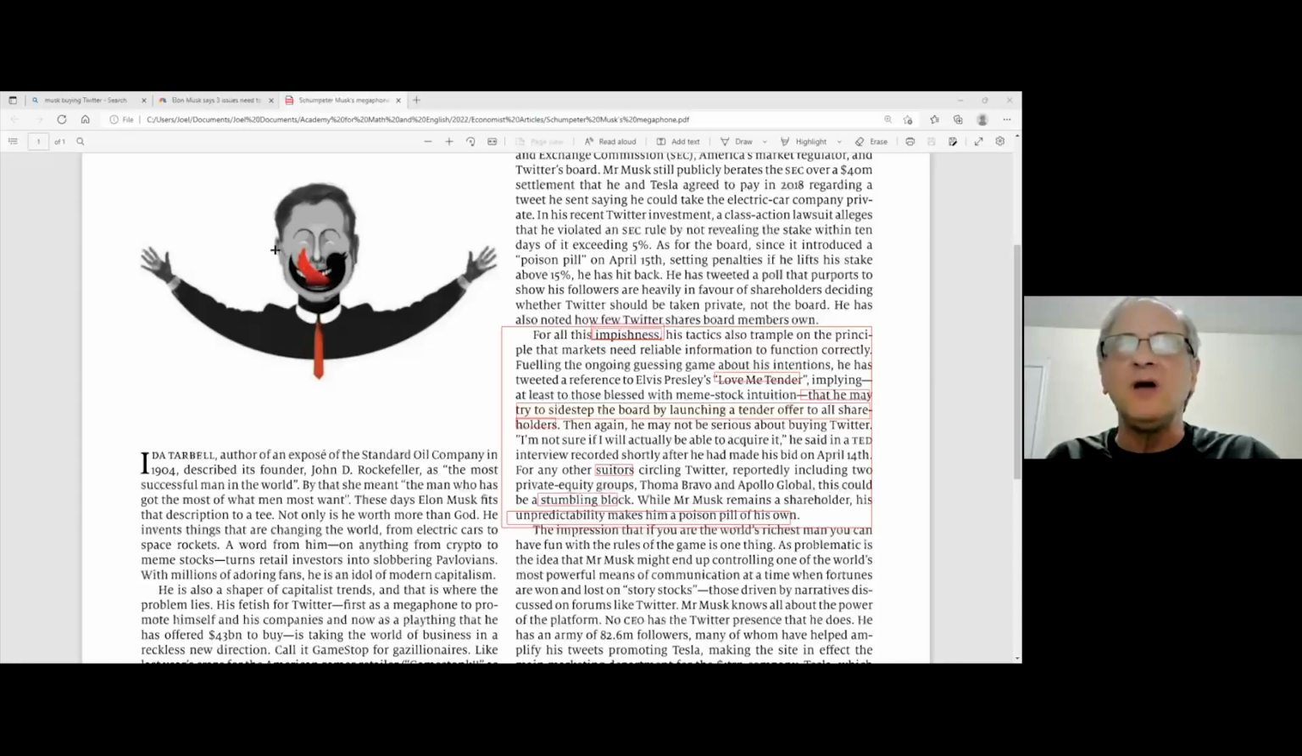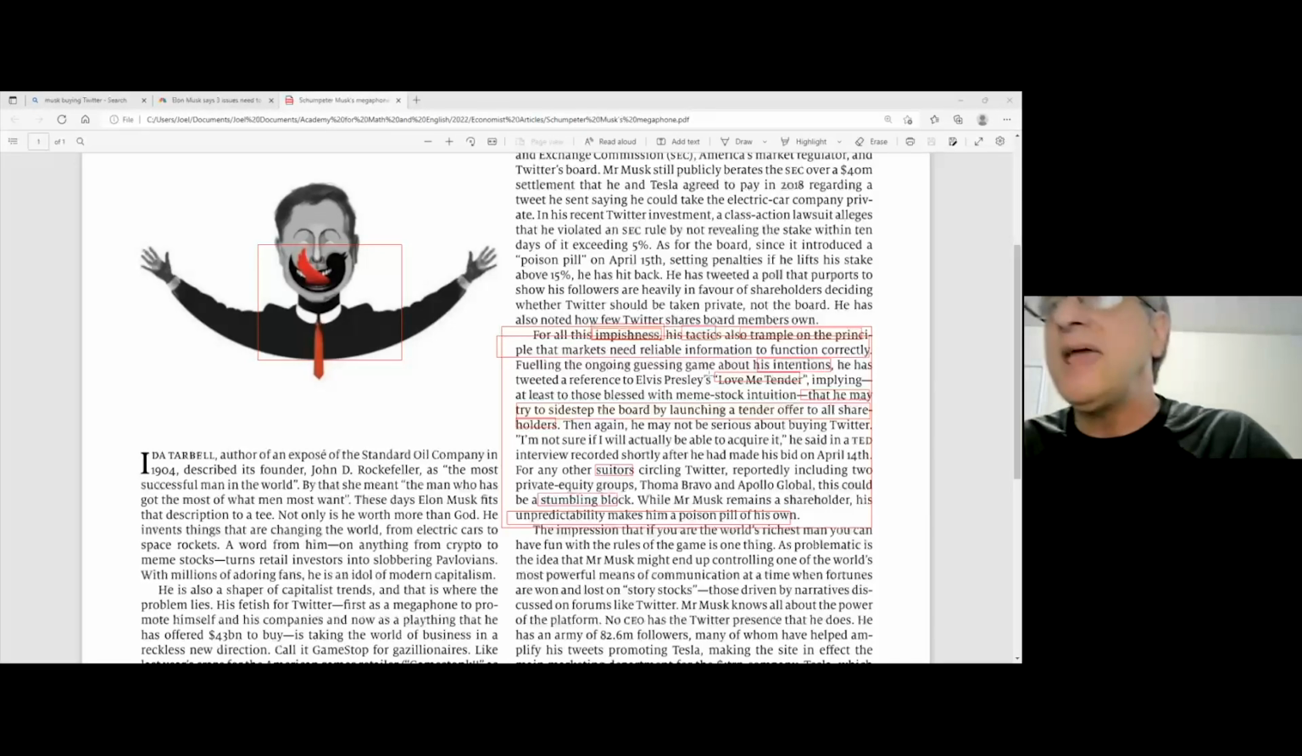And even though Elon Musk is a billionaire and has been very successful, in many ways he's childish. He's very childish. So all his impishness, his tactics, trample on the principles that markets need reliable information to function correctly. So he's like a child, he doesn't like to follow the rules. He wants to make his own rules. Now, what are his intentions? People wonder, what does he intend to do? Well, he's playing games with everybody.